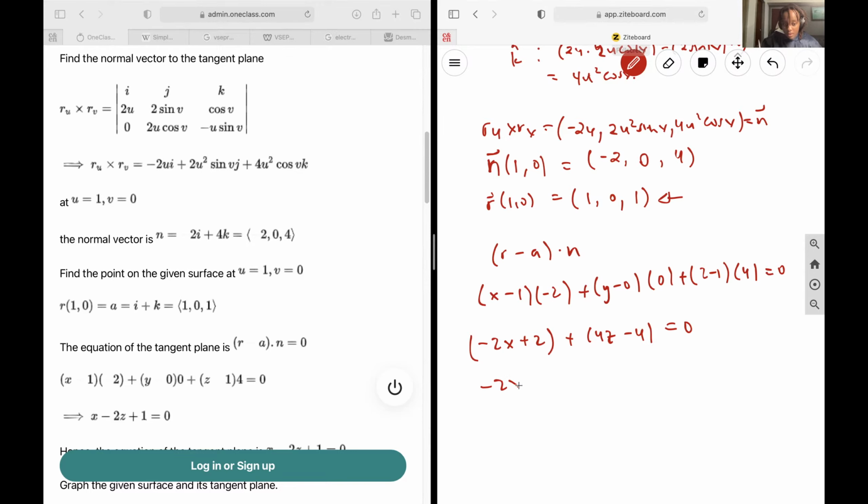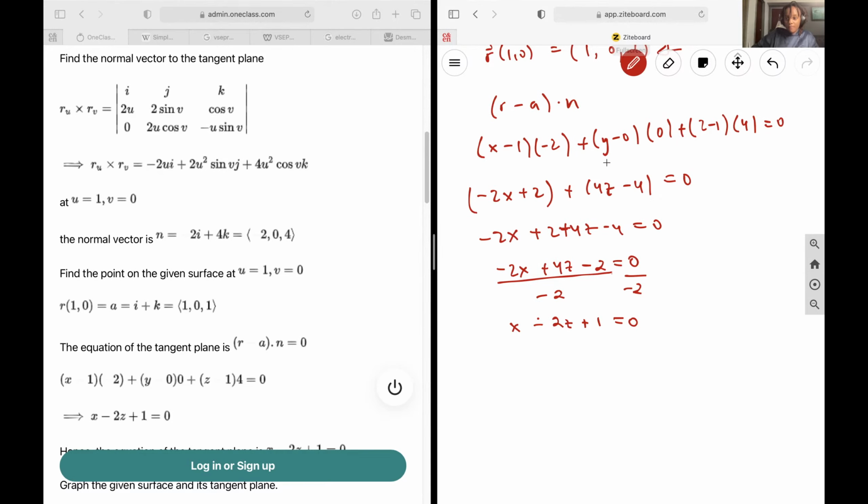And then we can just write out everything. Negative 2x plus 2 minus 4z minus 4 is equal to 0. This is positive. And so 2 minus 4 is negative 2, so negative 2x plus 4z minus 2 is equal to 0. We can divide both sides by negative 2 so that we can get a positive coefficient for the x. So over negative 2, and this becomes x minus 2z plus 1 is equal to 0 as your final equation of the tangent plane.